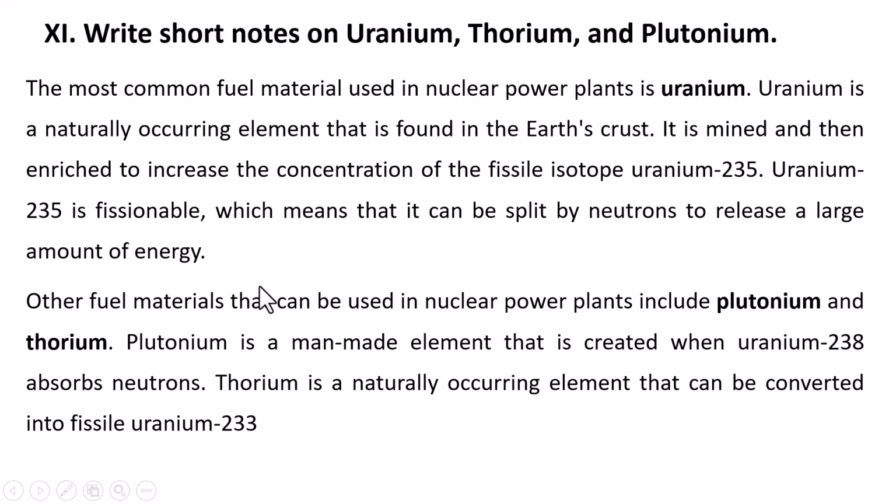Other fuel materials that can be used in nuclear power plants include plutonium and thorium. Plutonium is a man-made element that is created when uranium-238 absorbs a neutron. That means it is produced from the fast breeder reaction. Thorium is a naturally occurring element that can be converted into fissile uranium-233.